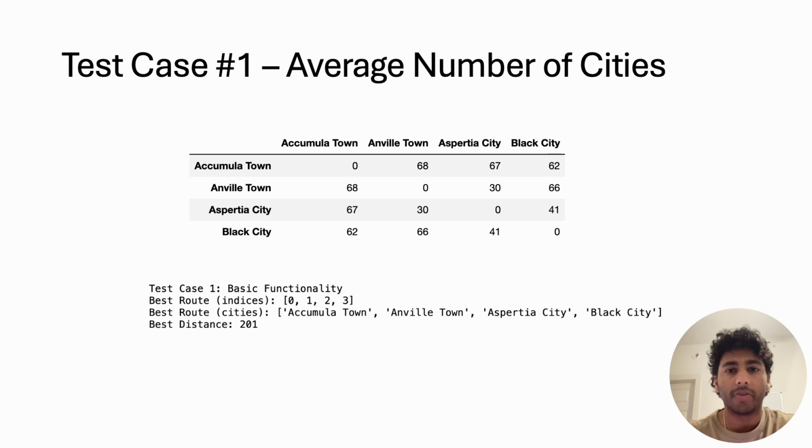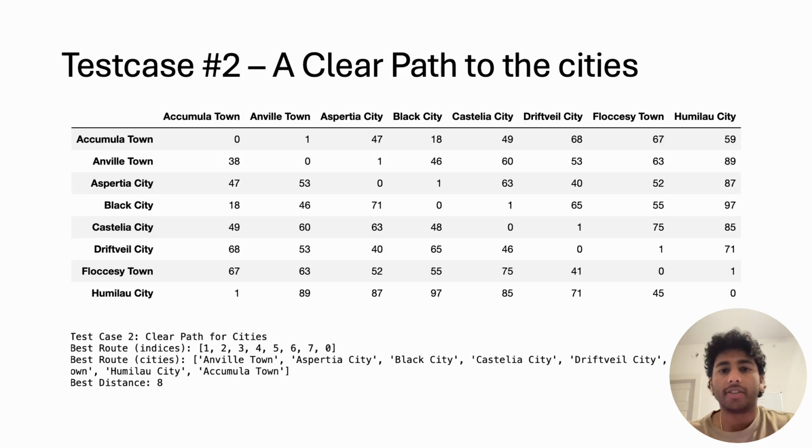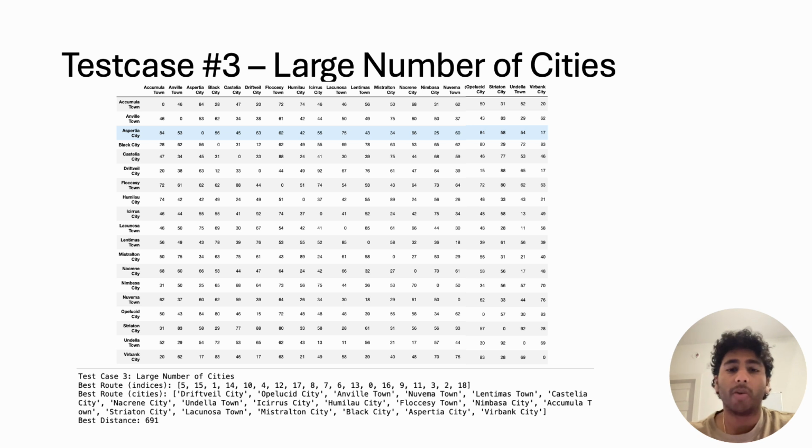The first case is with a manageable amount of cities with the distances randomly generated. The algorithm performs well and finds an optimal solution. The next test case is one where there is a clear path to the cities that is better than the others. The algorithm correctly identifies this route as expected. The next test case and the following follow the dataset with a larger amount of cities. This algorithm performs well and finds an optimal route, proving that the algorithm is scalable.